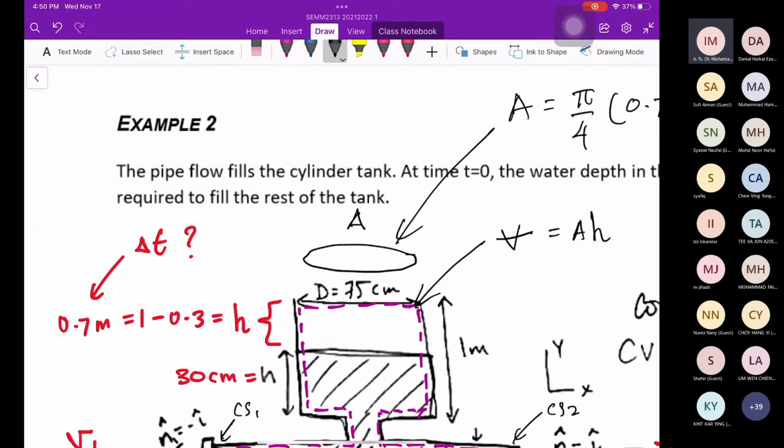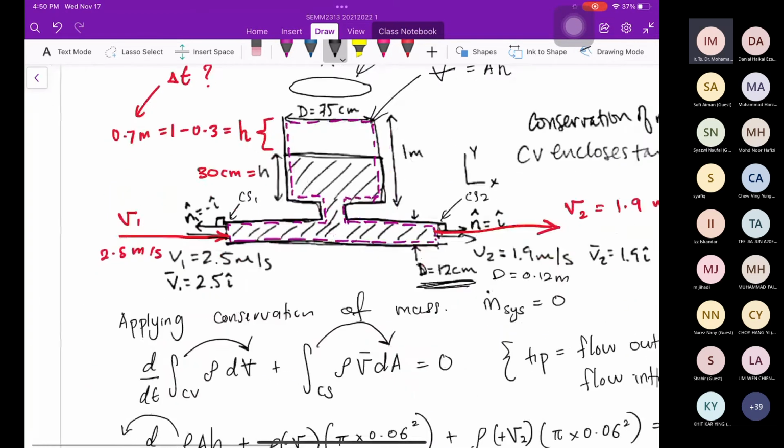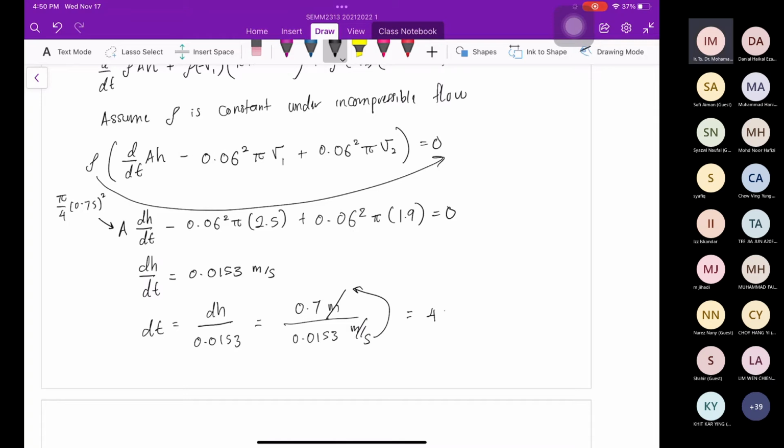So the rest of the tank is 0.7 meter, right? So dt is equal to dH over the rate, 0.0153. The rest of the tank is 0.7 meter over the rate. Cancel, move up, and we get 45.57 seconds.